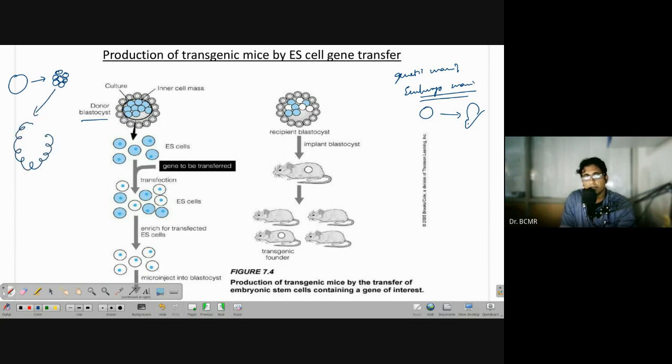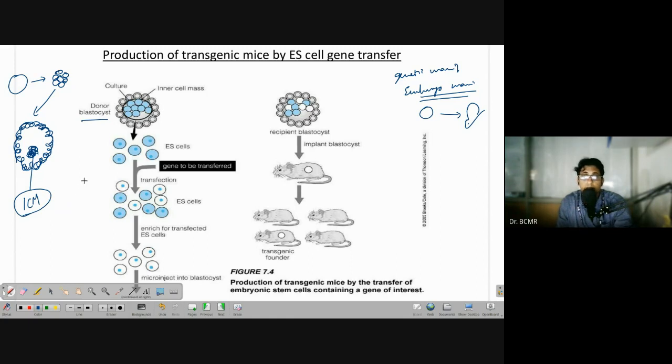A blastocyst is something like this: an outer layer of cells, and then you have some cells inside. This is called the inner cell mass, and that is the source of embryonic stem cells. Every time we have any embryonic stem cells, they must have come from the ICM of some blastocyst. All the tissues in our body come from this ICM. So the ICM is the source for embryonic stem cells.